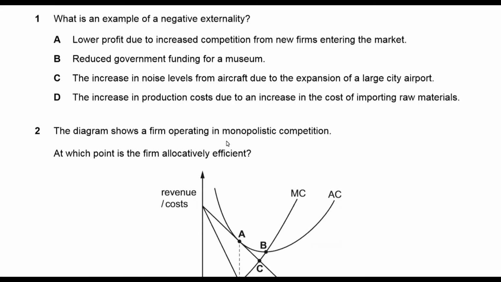In question number one, the examiner says, what is an example of negative externality? Negative externality is basically a cost to the third party, and a third party is a person who is neither producer nor consumer. So C is the correct answer: the increase in noise level from aircraft due to the expansion of a large city airport. If you are expanding an airport, it will cause more noise, and noise is a negative externality. So C is the correct answer.